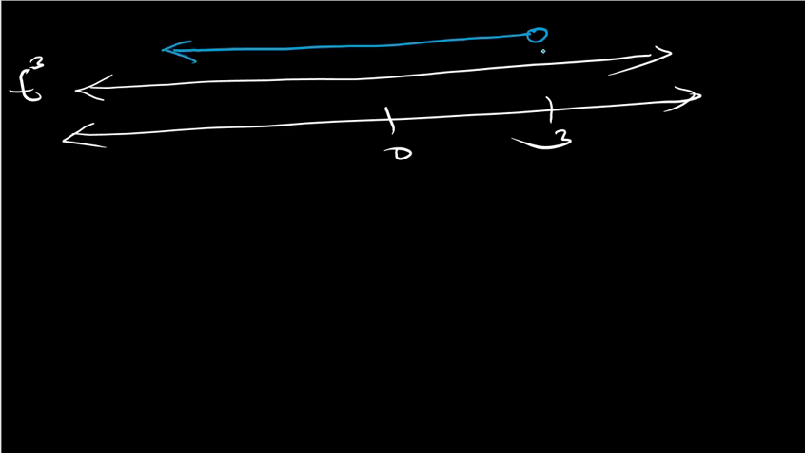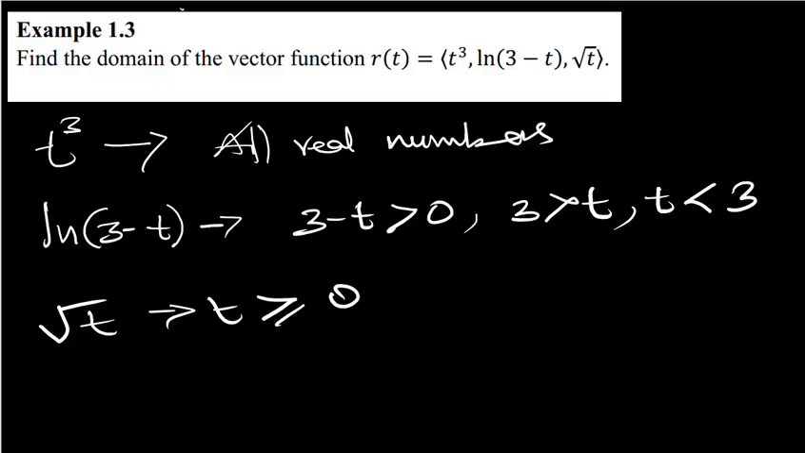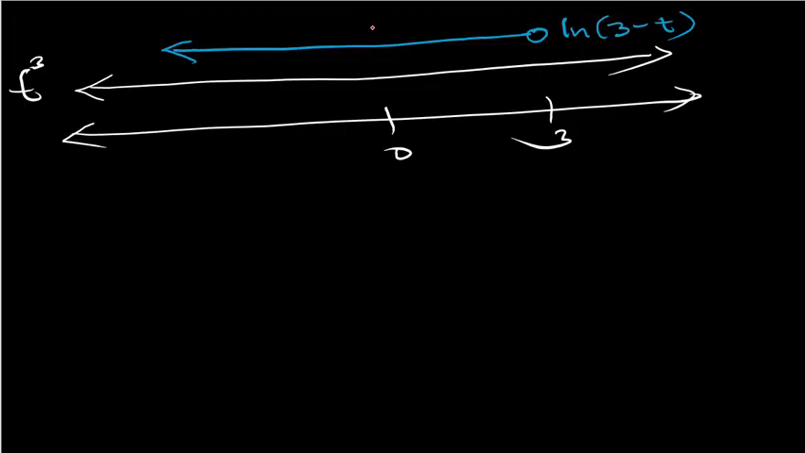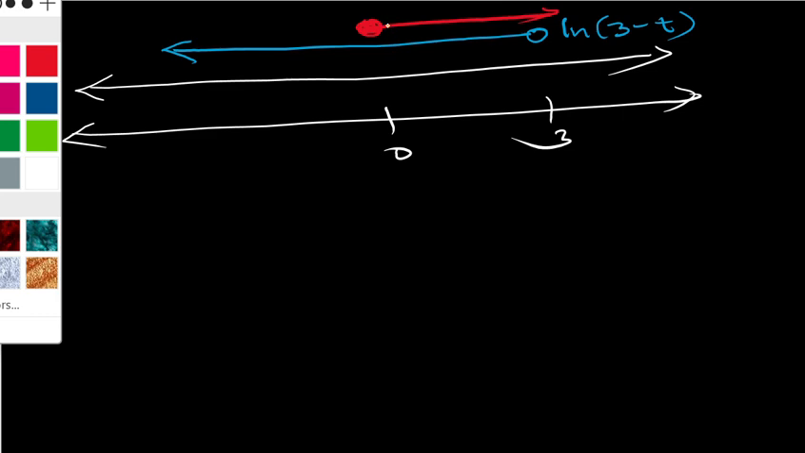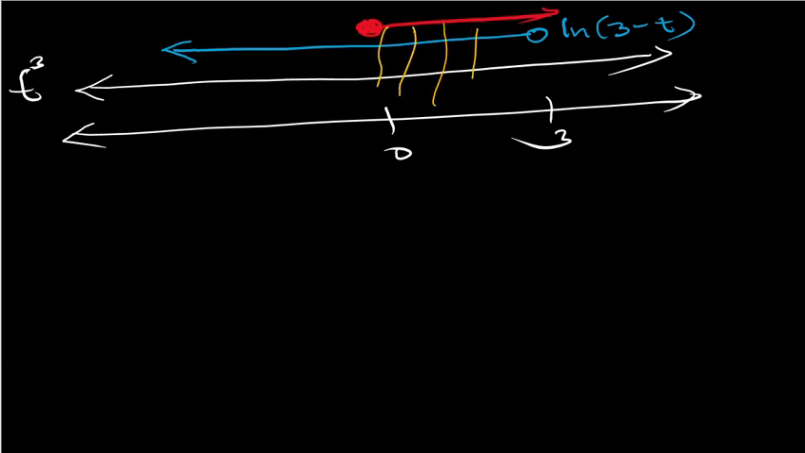So this represents the domain for the function ln of 3 minus t. Let's look at the other one. The other one, t should be greater or equal to 0. We shade here. The arrow points to the right. So we look for the intersection of these three regions. The intersection of these three regions graphically will be here.